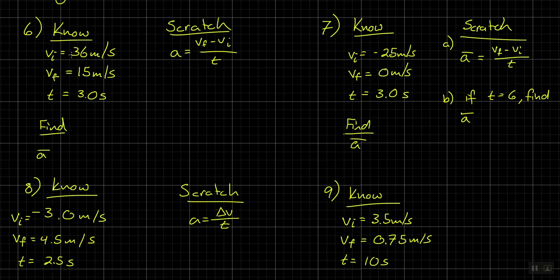It's coming, I promise. Now, I can just check this out really quick. If I do 15 minus 36, that's negative 21 divided by 3 is indeed negative 7.0. And you don't see me playing the unit game, but it's happening. Number 8. Just kidding. Number 7. What's the acceleration that you guys found on number 7? Negative 8.3 meters per second.